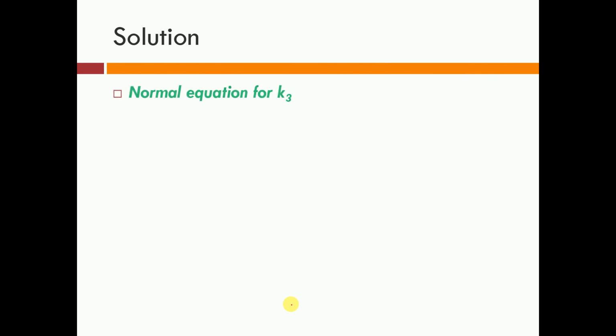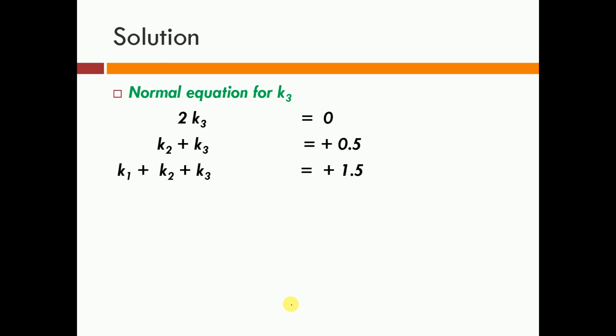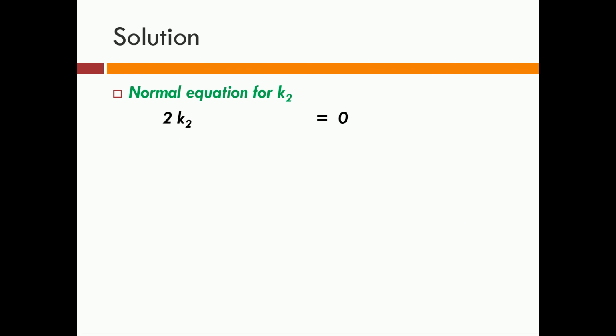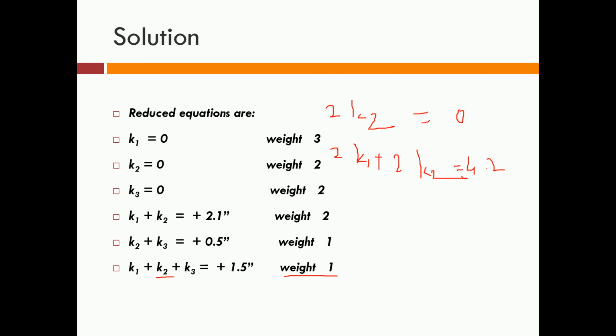Then form the normal equation for K3. So twice K3 is equal to 0. K2 plus K3 is equal to 0.5. K1 plus K2 plus K3 is equal to 1.5. After adding this, we are getting K1 plus twice K2 plus 4K3 is equal to 2.0. Remember, when you form the normal equation for K3, in the reduced form of equation, we have to consider the equations in which the K3 term is there.